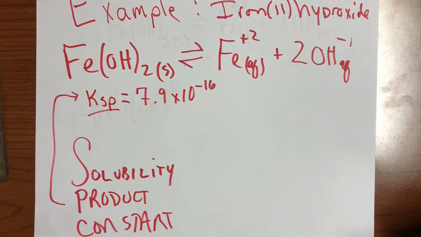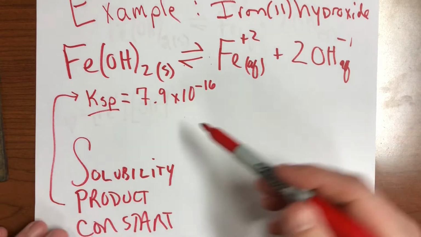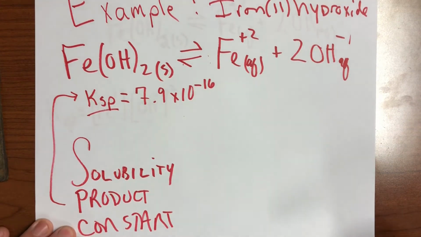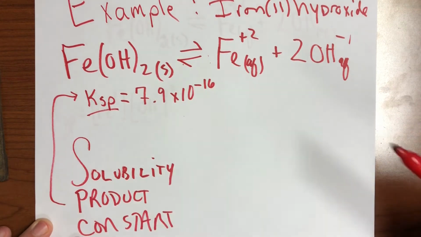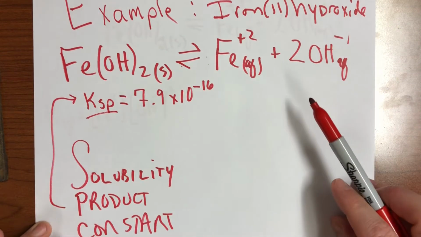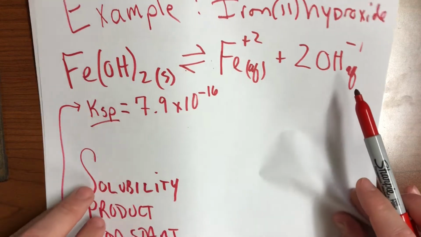So if you're working out a problem, often it will give you the K value and ask you for the solubility. It could go the other way, though. And so in this problem, we're going to use the solubility product constant to calculate both the molar and the mass solubility of the iron 2 hydroxide. So what's that going to look like?